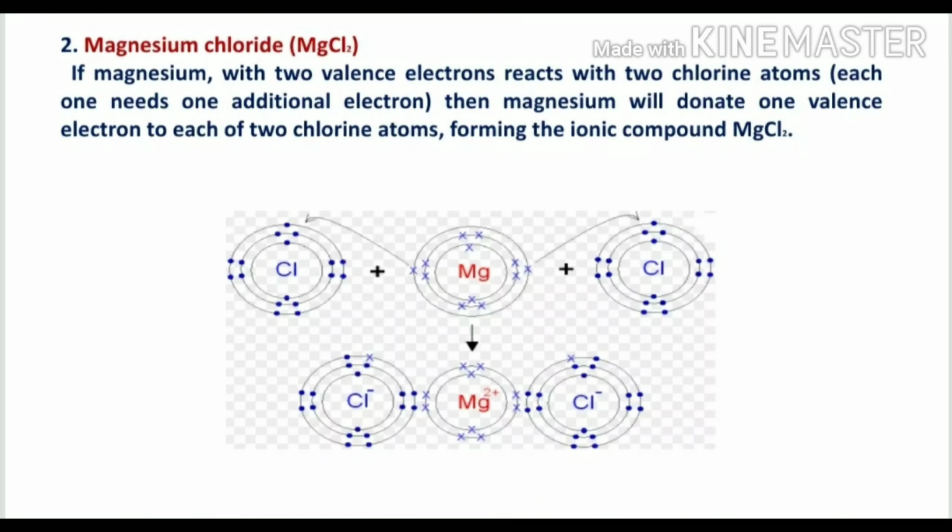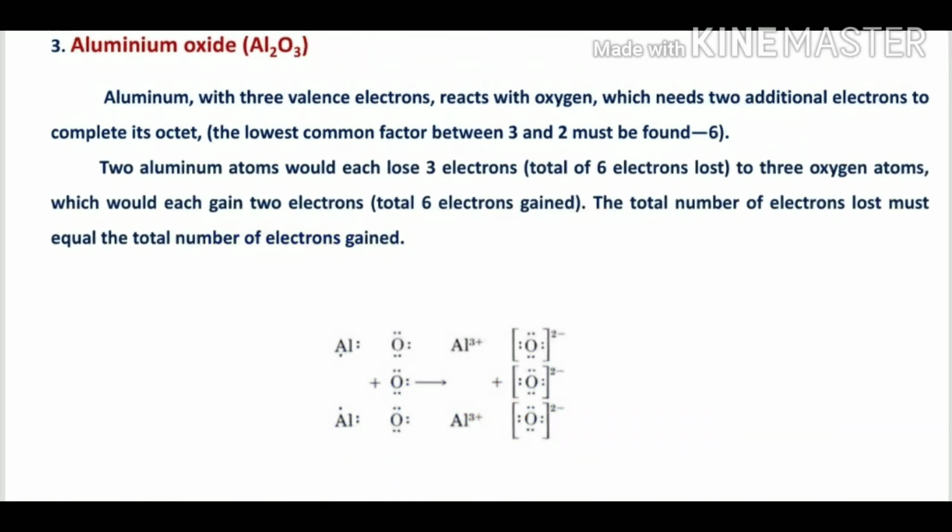Now we see how the magnesium chloride, MgCl2, is formed. The magnesium with the 2 valence electrons reacts with 2 chlorine atoms. Each one needs one additional electron. Then magnesium will donate 1 valence electron to each of 2 chlorine atoms, forming the ionic compound MgCl2, magnesium chloride. So the one magnesium with the 2 chlorine, they transfer 2 electrons from magnesium to 2 chlorine atoms. So now the magnesium chloride is formed.